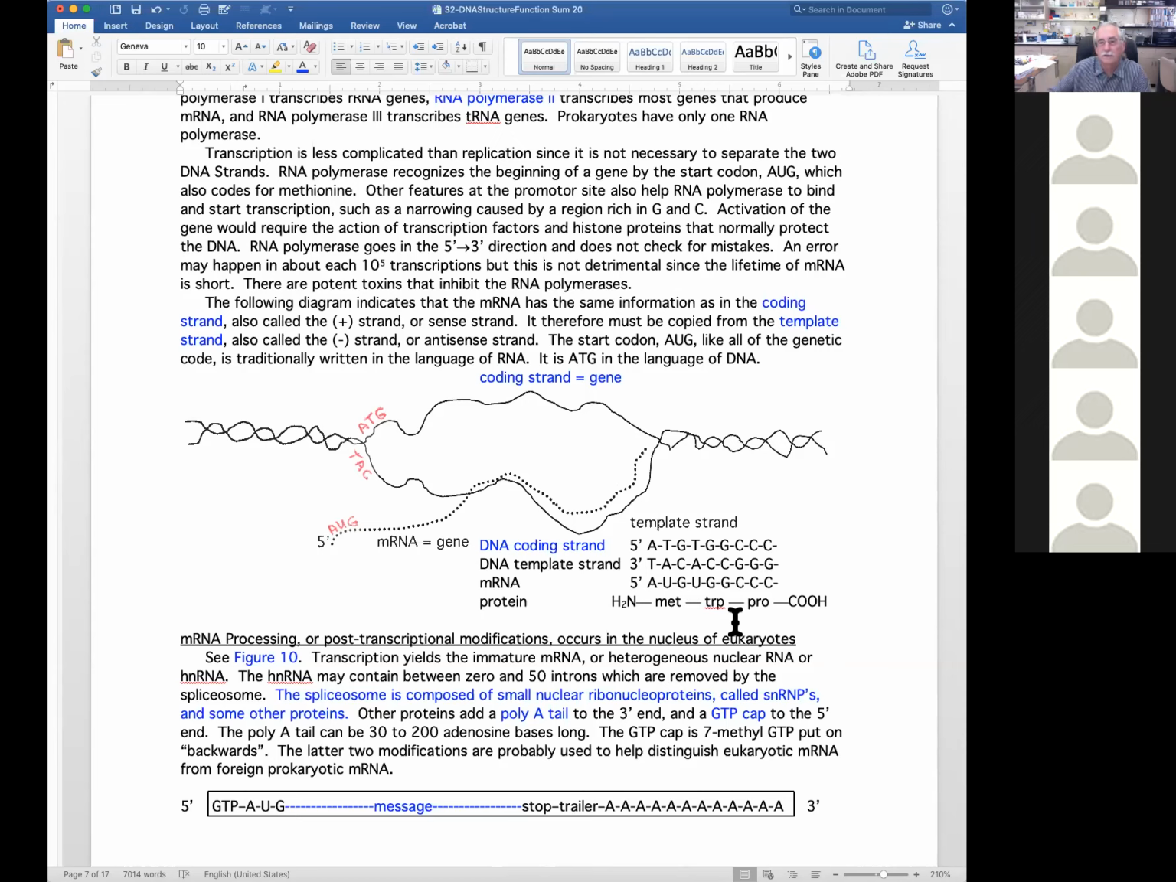And notice that the convention is, when we write DNA as a single strand, the 5' is always on the left. Go back to when we studied proteins. The amino terminus was always on the left. So here's the reason for those conventions.